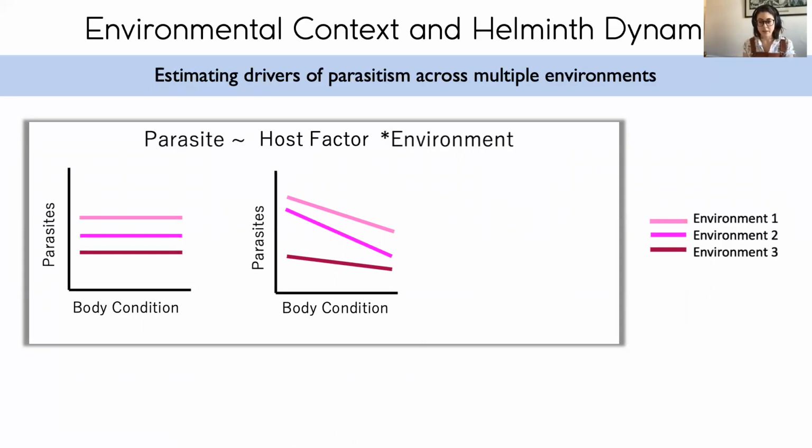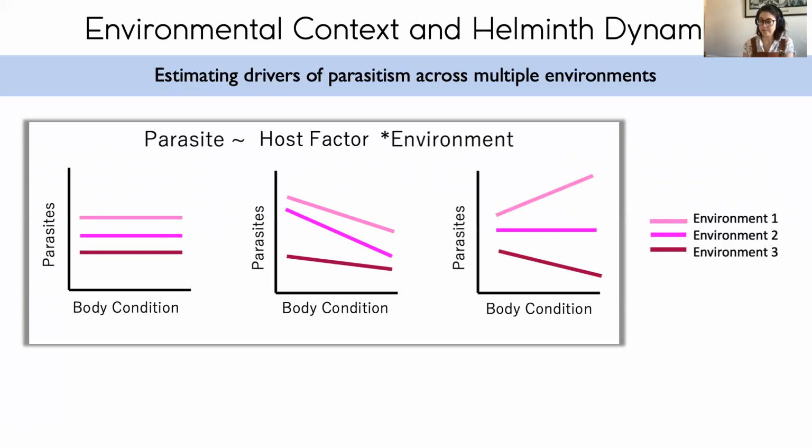Or we could have a more complicated case where not only does the magnitude of effect vary, but actually in different years, we might see that there's a different slope between parasites and body condition. This would be problematic because if we were going to take the global effect here, we might conclude, if we weren't accounting for variation across years, that there's no effect between parasites and body condition. But in fact, the true answer is that it's just a dynamic relationship.